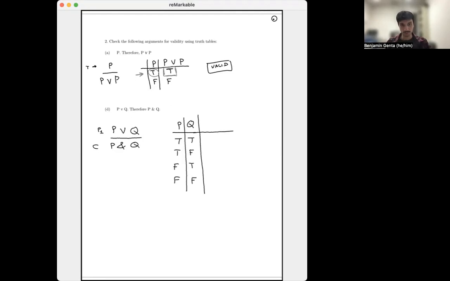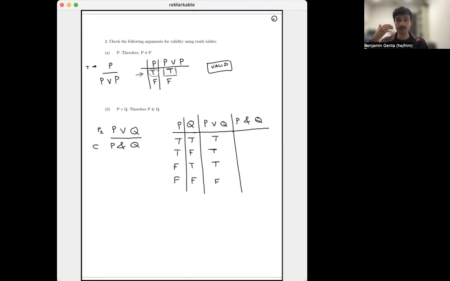So what is left now to do? Well, we want to look at P or Q and P and Q. So P or Q is what? It's true because P is true and Q is true. So true or true is true. True or false is what? True. You only need one of the disjuncts to be true for the whole disjunction to be true. Similarly, false or true is true, and false or false is false.